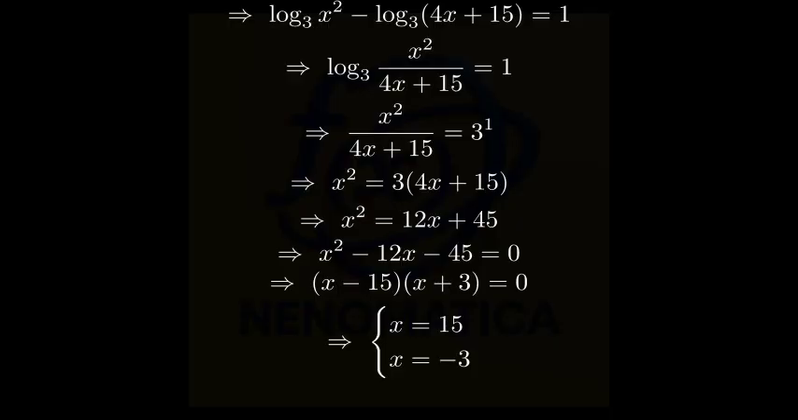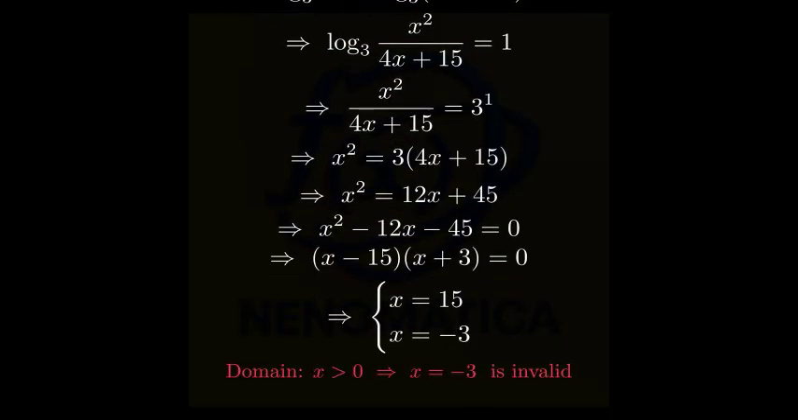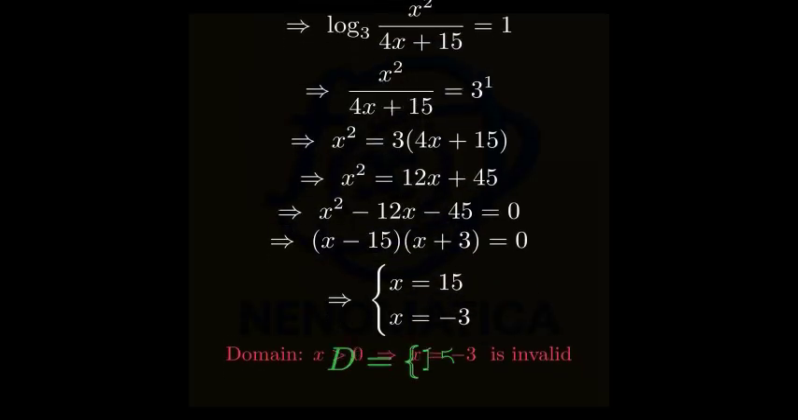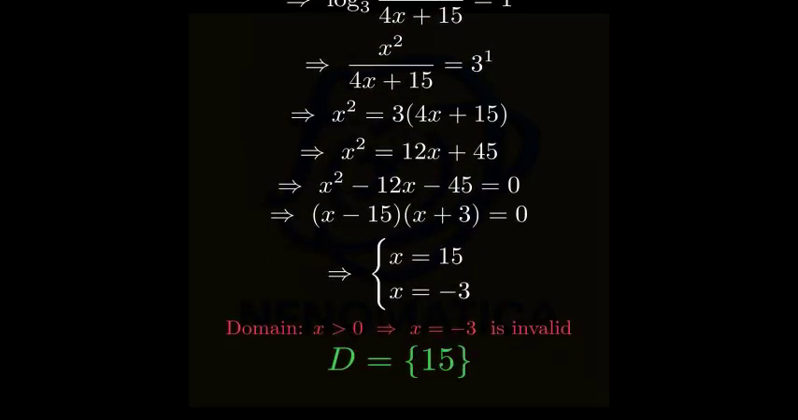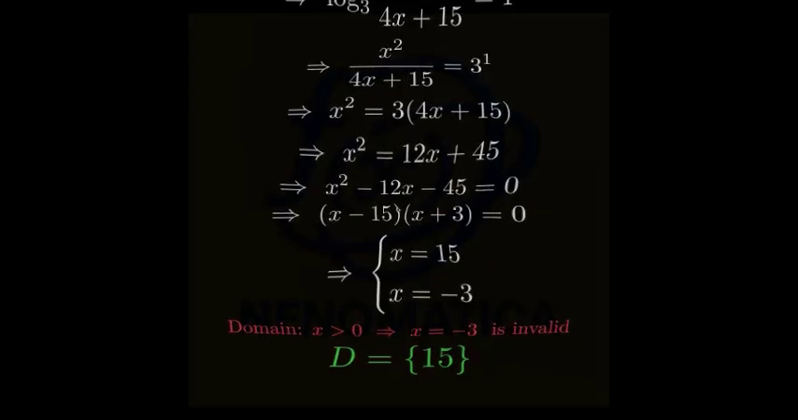Step 12. Check the candidates against the domain x greater than 0. Negative 3 is not in the domain, so we discard it. The solution set is D equals the set containing 15.